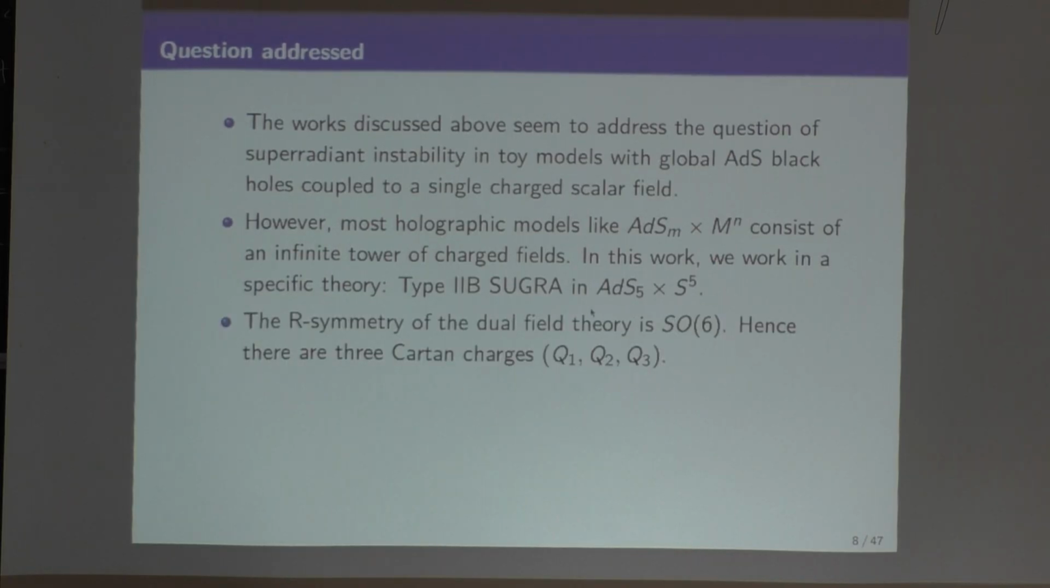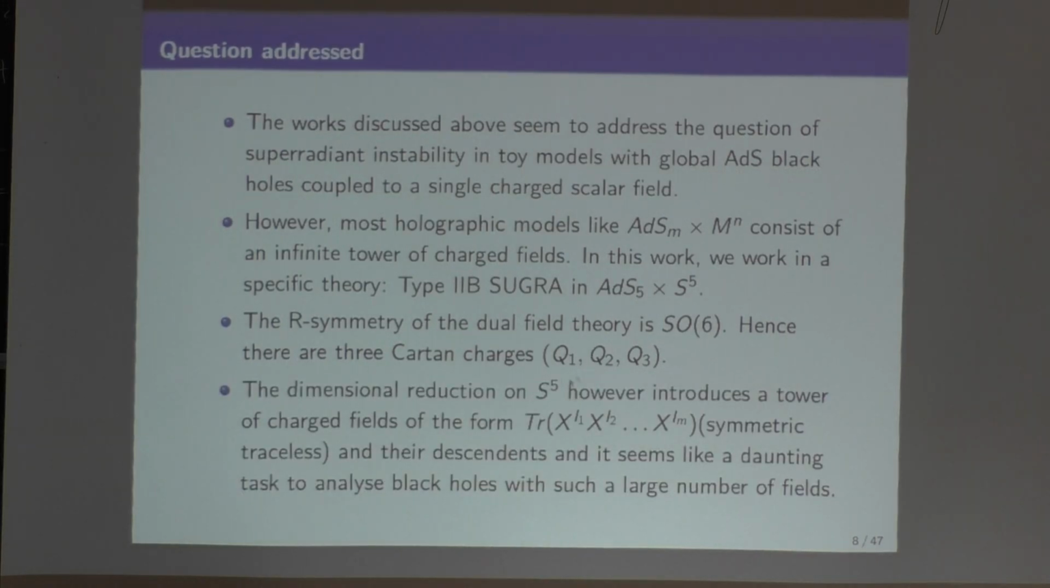So the R-symmetry of the dual field theory is SO(6), which is the rotations of S5, and there are 3 Cartan charges Q1, Q2, Q3. Now when we do dimensional reduction on S5, there is a huge tower of charged scalar fields, which on the boundary theory are the single trace operators of this form.